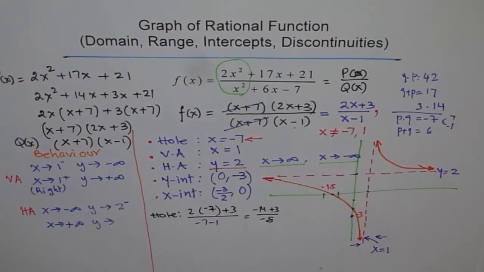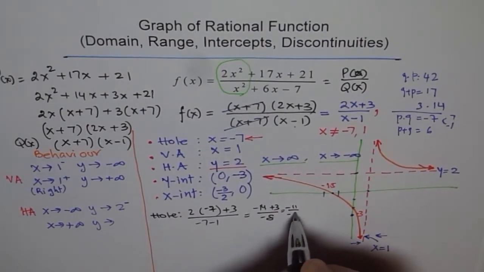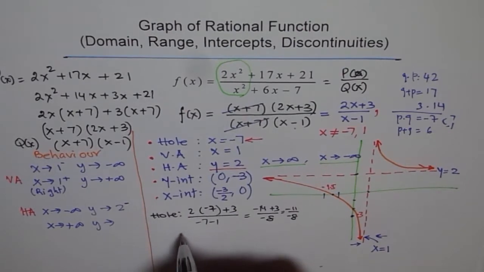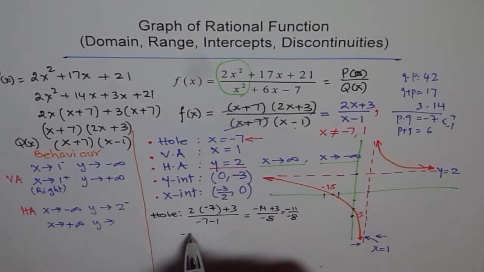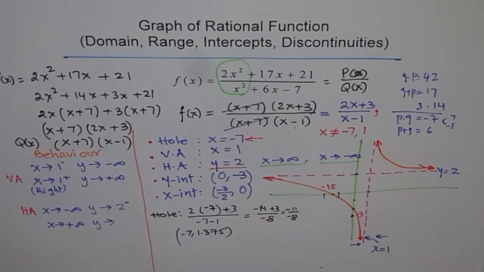-14 plus 3 is -11 over -8. So it is plus, but let's calculate what the value is approximately. 11 divided by 8 gives me 1.375. So the hole should have been at -7, 1.375. So that's the location of the hole.